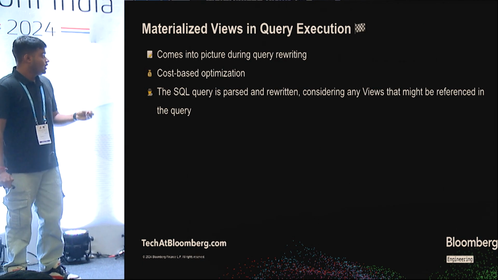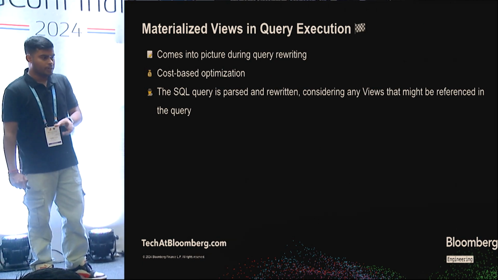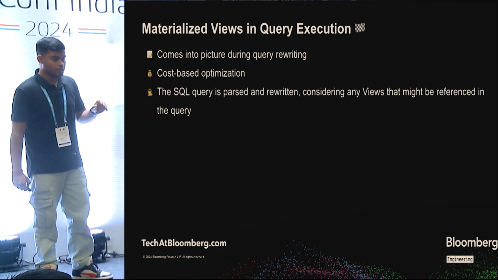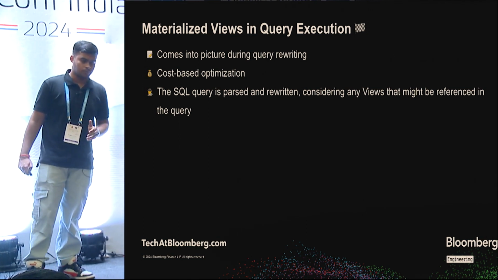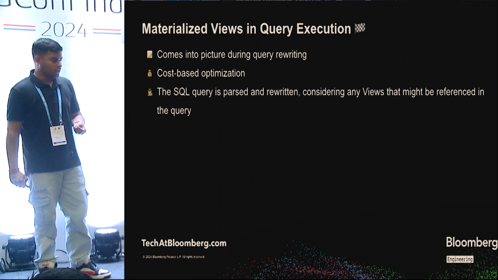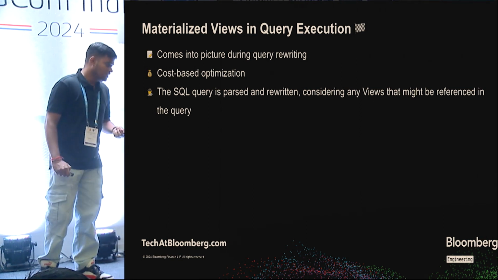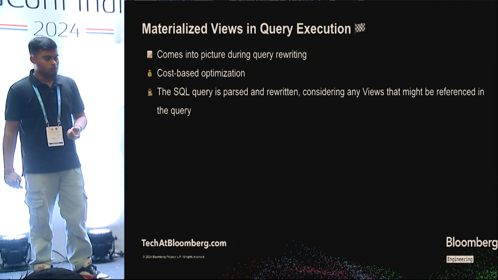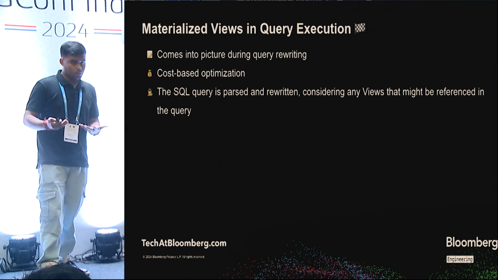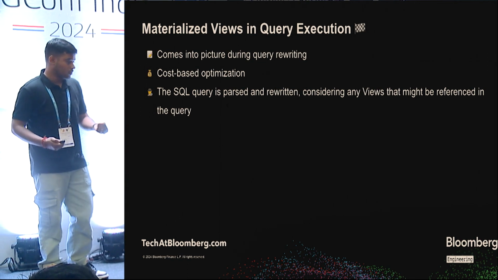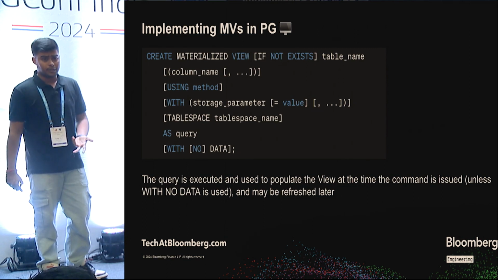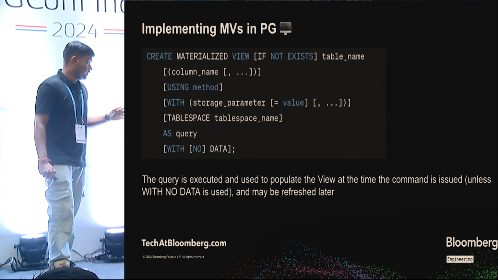So where does the materialized view come into the picture during query execution? It comes into the picture in the rewrite phase, which happens after the parsing of the Postgres SQL query and before we start planning for our execution. This is sort of a user-defined rule that we tell Postgres that whenever this particular query comes up, use this particular database object. How we implement a materialized view in Postgres is covered in this slide.